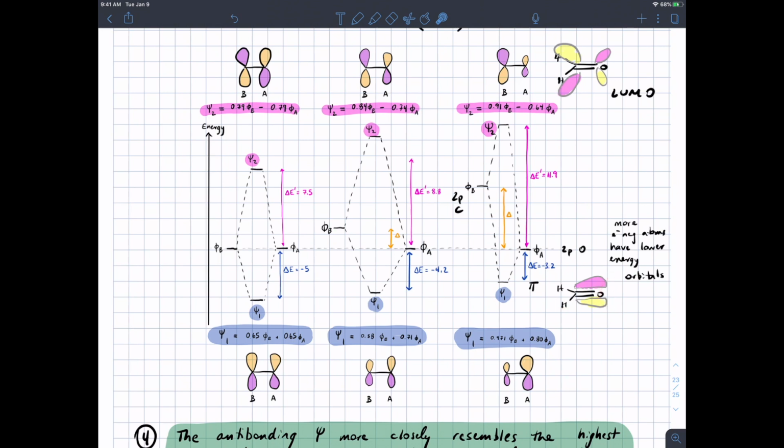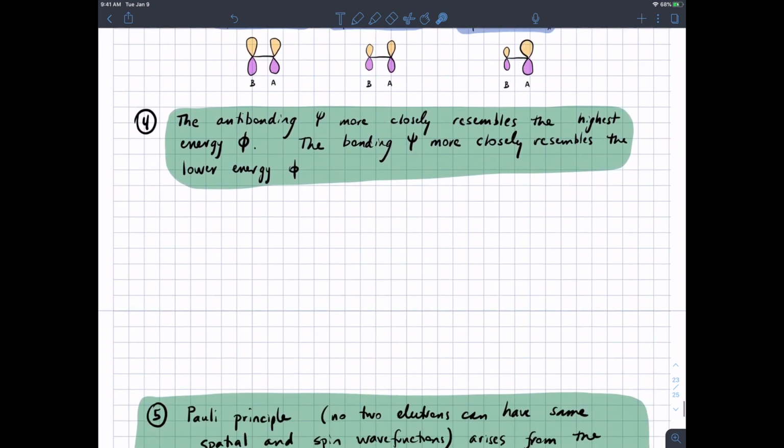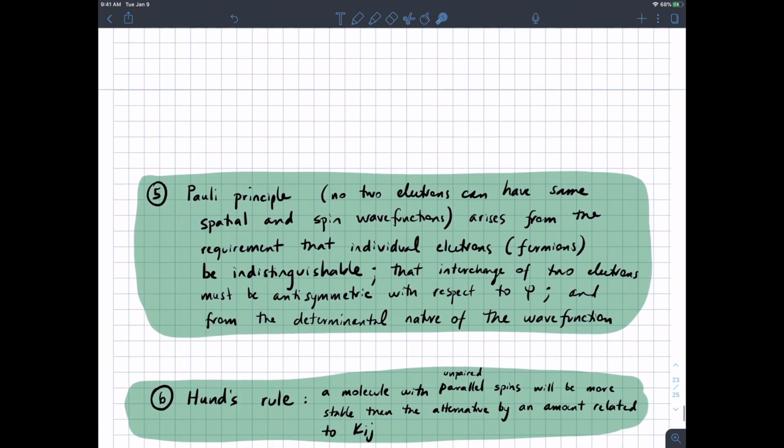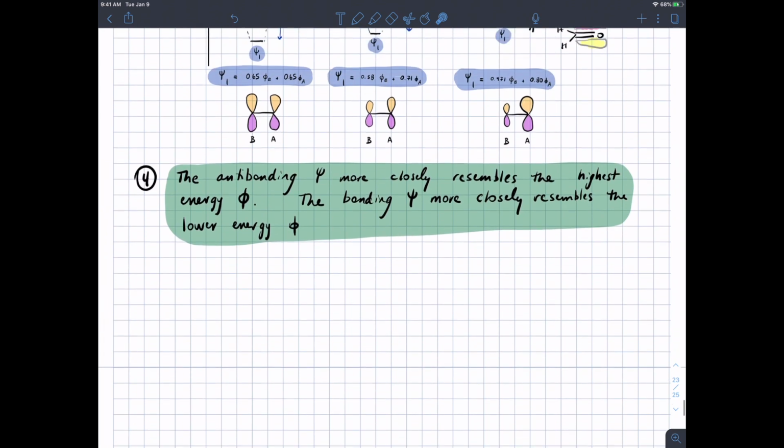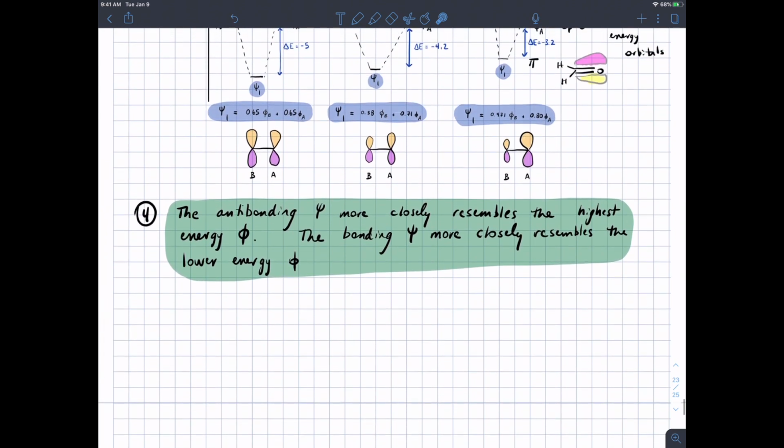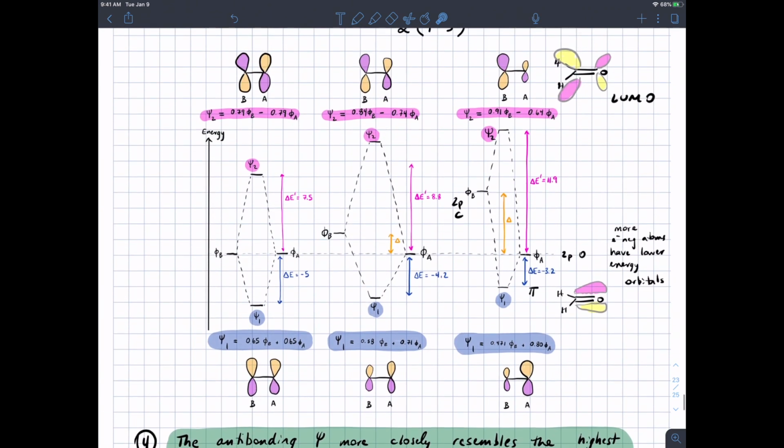Because we learned that the antibonding orbitals were opposite. So that's a decent way to remember it. And then lastly, we've explained the origin of the fact that a single spatial orbital can't have two electrons with the same spin, because if it did that, the wave function would go to 0. And then we've just talked about Hund's rule. So that's what we're going to do in chapter 14.